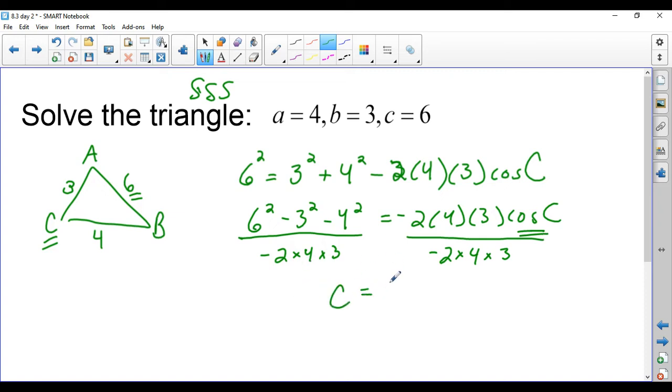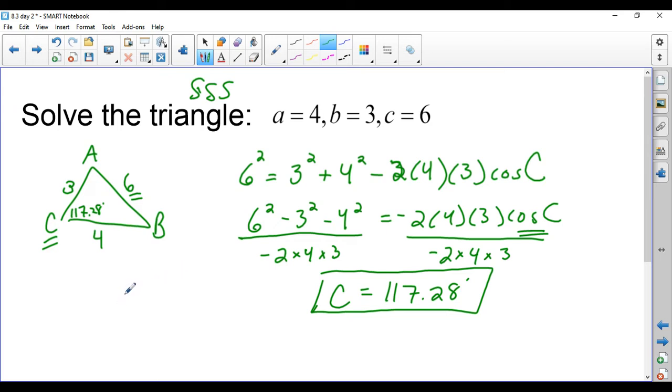Once you have angle C, since that's the obtuse angle, you can find A or B using law of sines and then subtract from 180 to get the third angle.